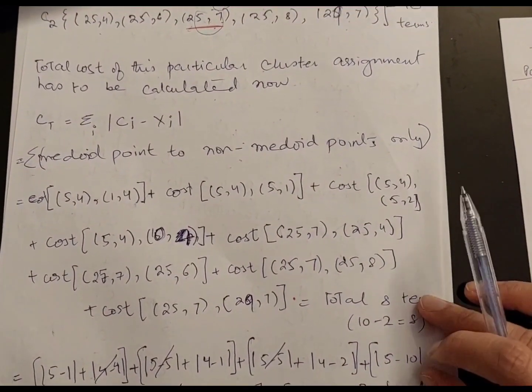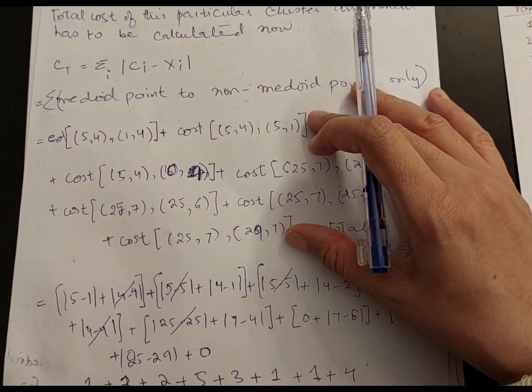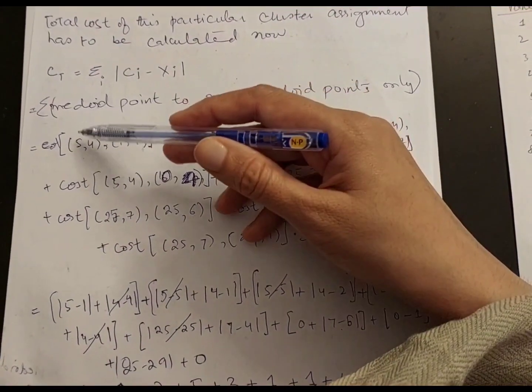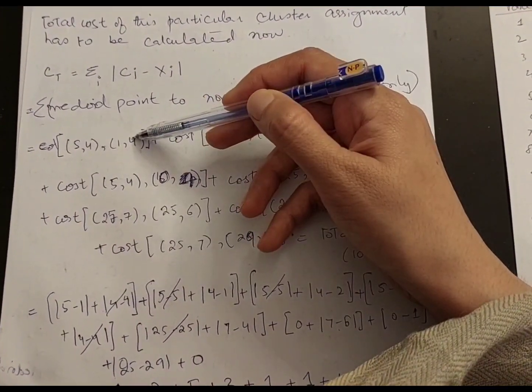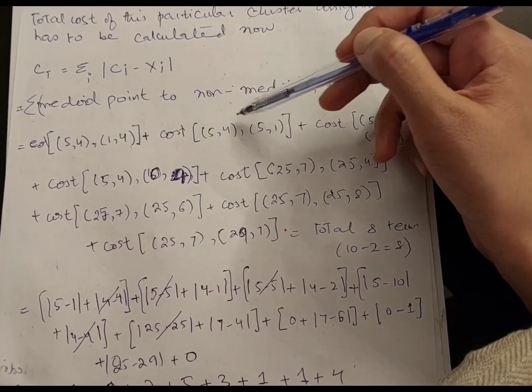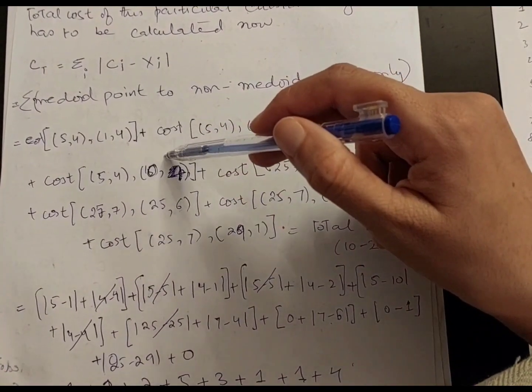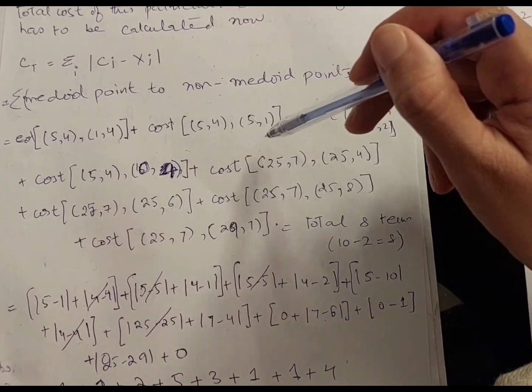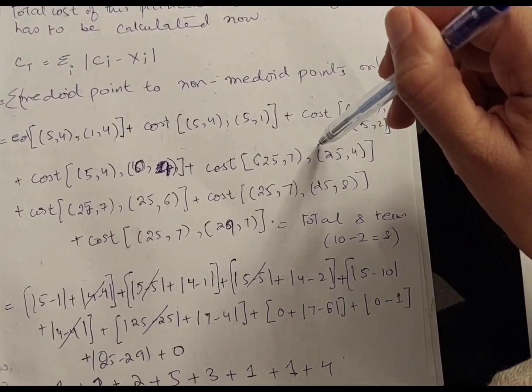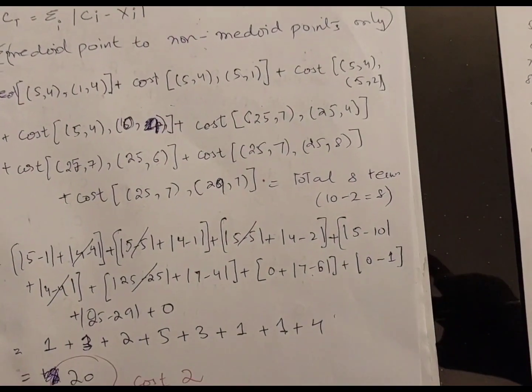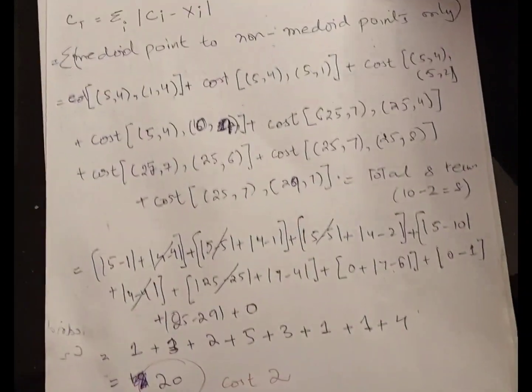So here we will get 8 terms, and the cost formula is again the city block distance: 5 minus 1, 4 minus 4, 5 minus 5, 4 minus 1, 5 minus 5, 4 minus 2, 5 minus 10, 4 minus 7, 25 minus 25, 7 minus 4. Hence the cost is coming out to be 20.